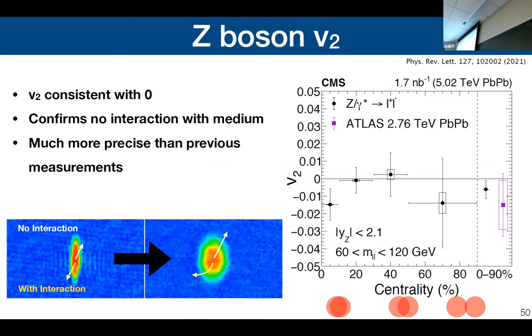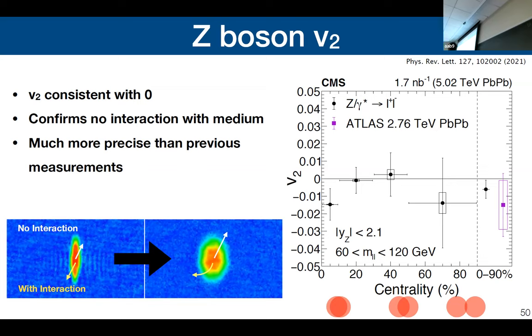So the idea here, shown on the bottom left, is that if the Z boson gets caught up in this expanding medium and interacts with that medium, it'll get a boost to one side or the other. But if it doesn't interact with that medium, it'll just go straight on like nothing ever happened, right? And so that will cause an azimuthal distribution in the Z boson yield, which will cause a non-zero V2.